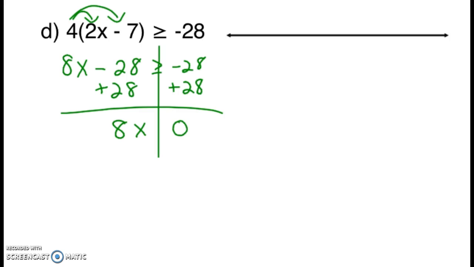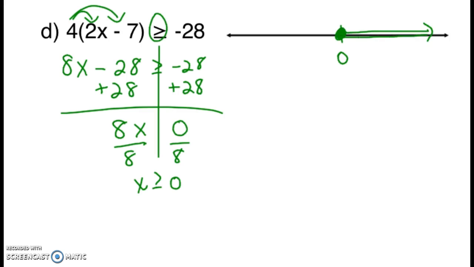So I have 8x and 0. To get x alone, I'm going to divide by 8. And because 0 divided by 8 is just 0, I know it has x and 0. If I look through this problem, I never multiplied or divided both sides by a negative, so I'm going to take this original symbol and keep the greater than or equal to. And so I'm going to plug that in. Greater than or equal to, so 0 is a solution. And I'm going to shade to the right here.